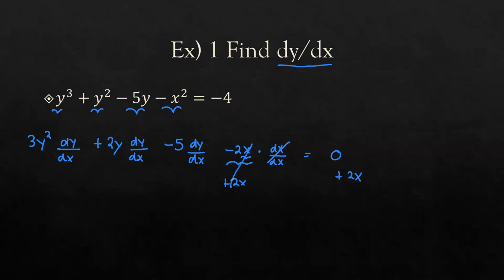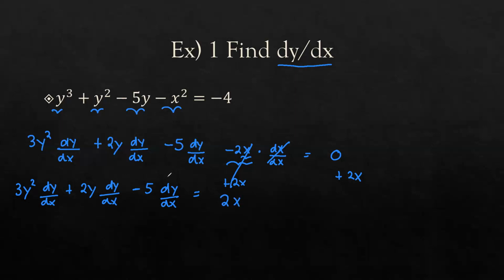Okay. So now on the left side of the equation, you have 3y squared dy dx plus 2y dy dx, and then you have minus 5 dy dx equals 2, and then 0 plus 2x is 2x.